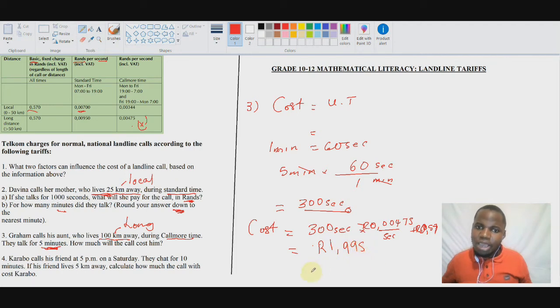1,995 rand. But now the money we have can only be up to 2 decimal places, right? So you cannot have that kind of money. So you round off. When you round off, the one will add there, and that one will also affect there. So you end up with 2 rand. Okay, so that is the cost for that call. I hope you see it.